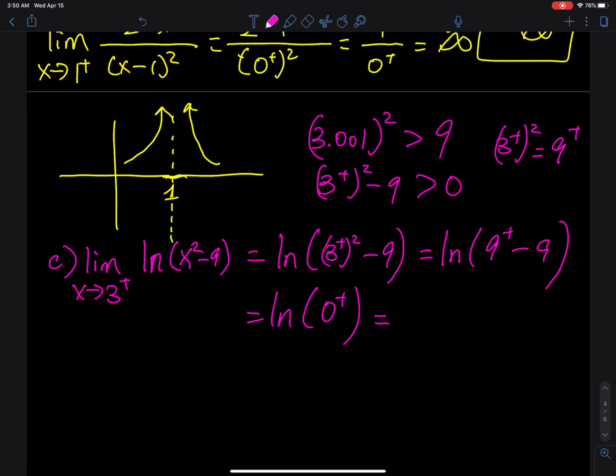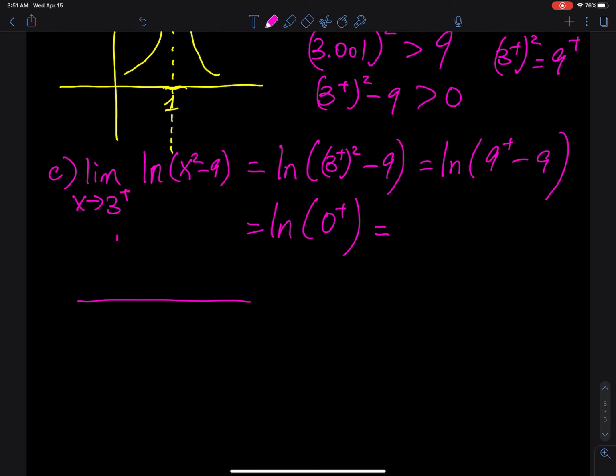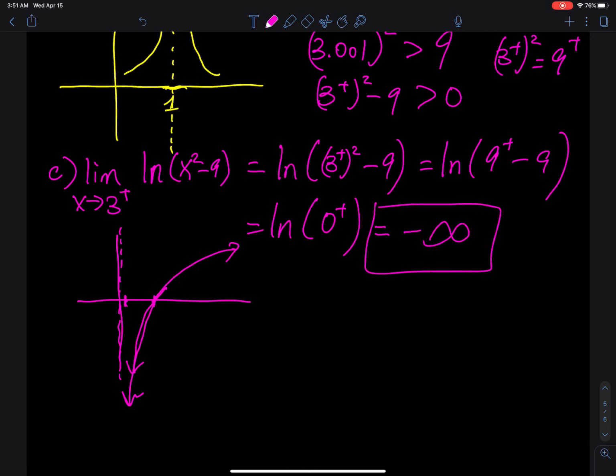What about 0 plus? You tell me, what is the graph of ln x? The graph of ln x, you have a vertical asymptote, right? At x equals 0. You have an x-intercept at 1. And then you have this. As x goes to 0 plus, 0 plus is a little bit more than 0. So x is a little bit more than 0. This goes all the way to negative infinity. So this is negative infinity. See, this is more than a plug-in. Fun, right? Next.